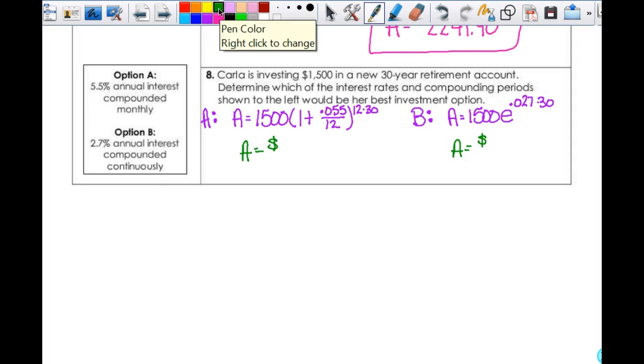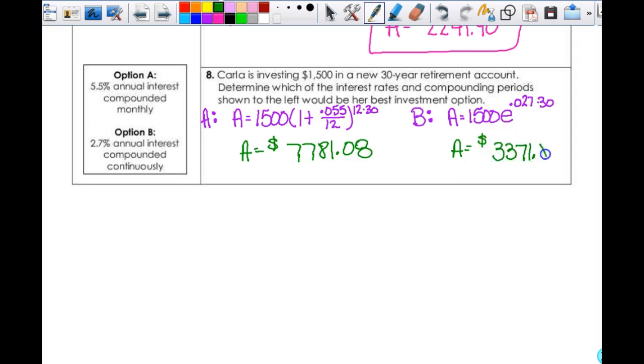So he's fixing that. While he's fixing that, Alexis, tell me what you got for A. Okay. Do you all agree with that one? Yes. Okay. And what did you get for the second one? Okay. All right. Y'all agree with that?